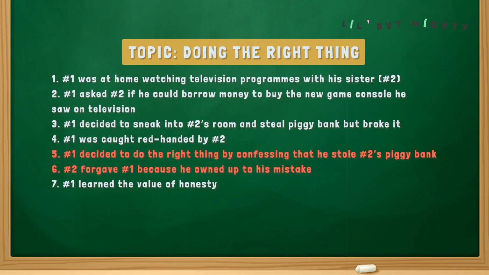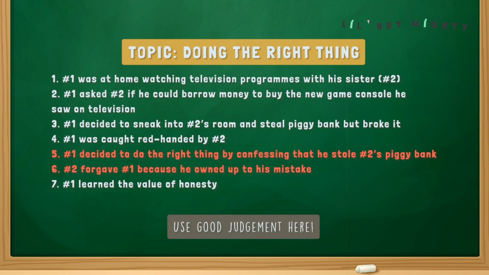Okay, and here's the solution to the final one, number 3. Instead of having number 1 tell number 2 that dropping the piggy bank was an accident, use good judgment here. It will make more sense for number 1 to own up to his mistake, which results in him learning the value of honesty. This solution will link better to the topic and the ending, since number 1 is doing the right thing by confessing that he had tried to steal the piggy bank.